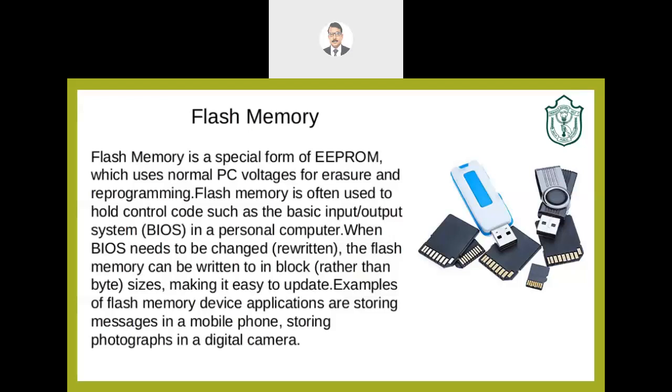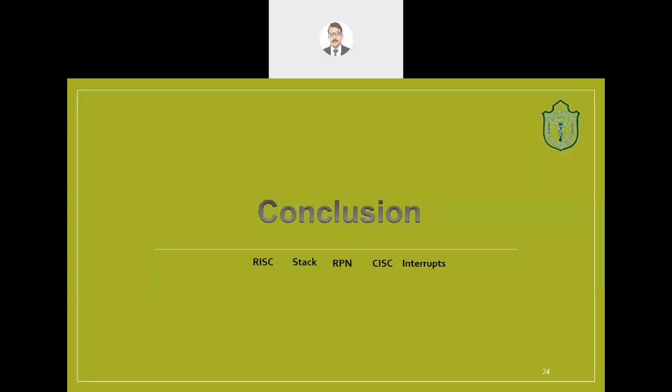Flash memory is often used to hold control code such as the basic input output system, which is also known as BIOS, in a personal computer. When BIOS needs to be changed or rewritten, the flash memory can be written to in block rather than byte sizes, making it easy to update. Examples of flash memory device applications are storing messages in a mobile phone, storing photographs in a digital camera. So you must be using these memories in your day-to-day life.